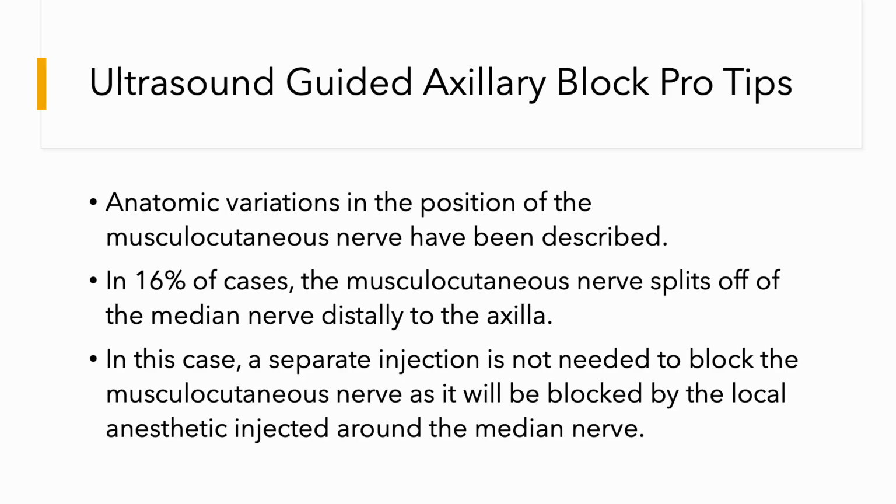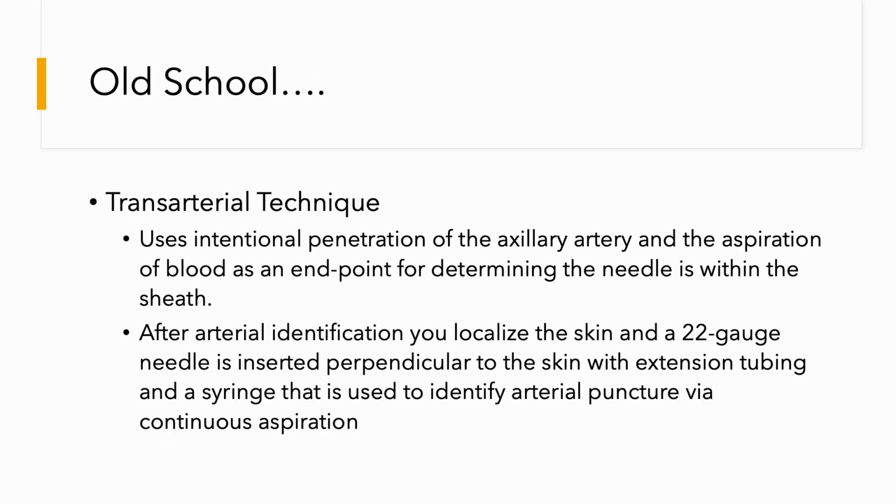Remember, we have the anatomic variations in the position of the musculocutaneous nerve, as we discussed, and in 16% of cases, the musculocutaneous nerve splits off the median nerve distally to the axilla. In this case, a separate injection is not going to be needed to block that musculocutaneous nerve. It will be blocked by the local anesthetic around the median nerve.